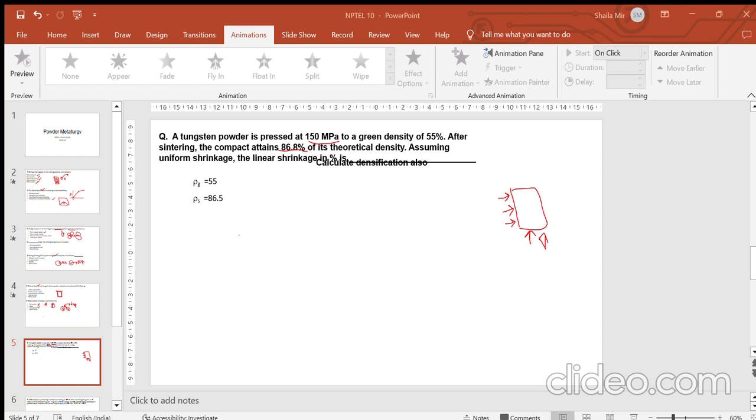If you are given a green compact density of the material. Is it clear?